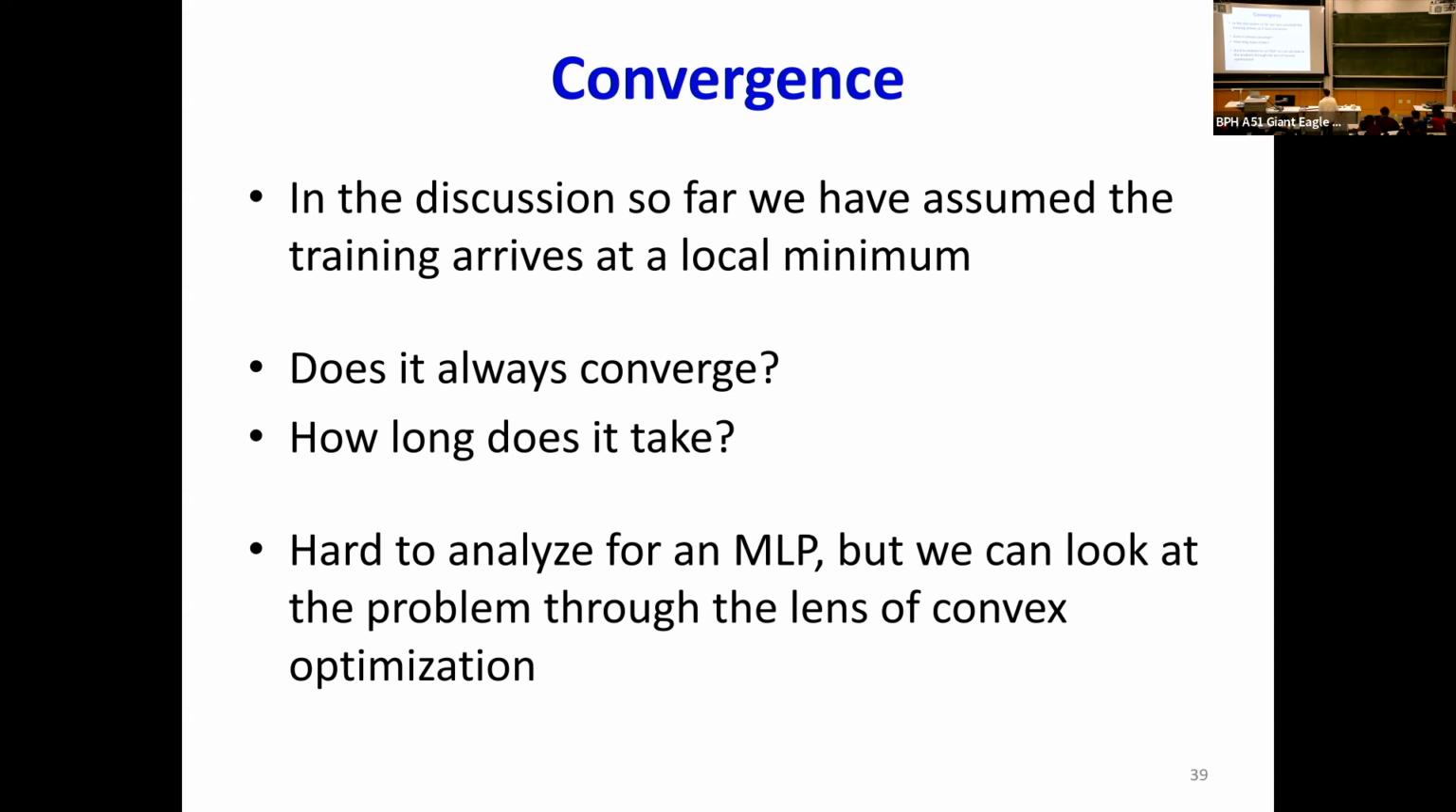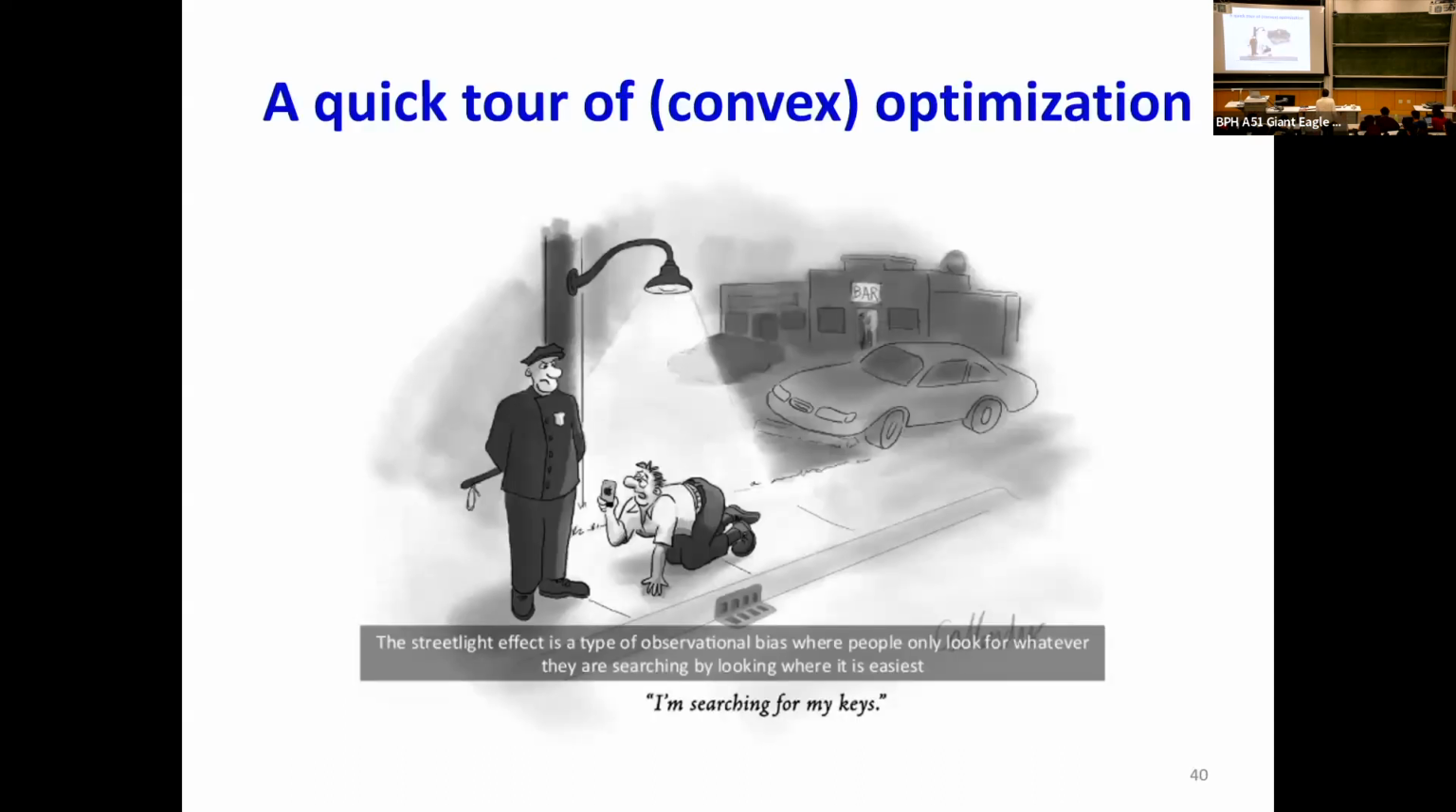Now, it's hard to analyze for multi-layer perceptrons or neural networks in general because the loss function can be extremely hideous. So we will look at it from the lens of functions that we know how to analyze: convex optimization. This is called the spotlight, streetlight effect. All of you have heard this joke. Some guy loses his keys in a bar, and then he's found searching for them under a streetlight because, hey, you can't see anything in the bar anyway. You might as well look where you can. So we know how to analyze convex functions. We will do that, and then we'll try to generalize to more complex functions.